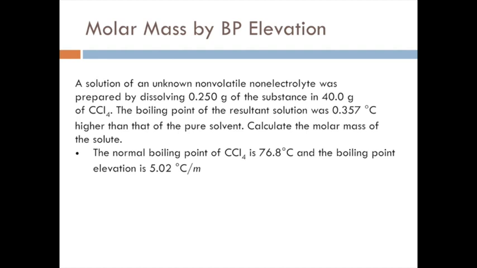It says a solution of unknown non-volatile non-electrolyte, so again, very important, was prepared by dissolving 0.25 grams of the substance in 40 grams of carbon tetrachloride. The boiling point of the resultant solution was 0.357 degrees Celsius higher than that of the pure solvent. So they're actually giving us the delta TB right there, right? It says calculate the molar mass of the solute.